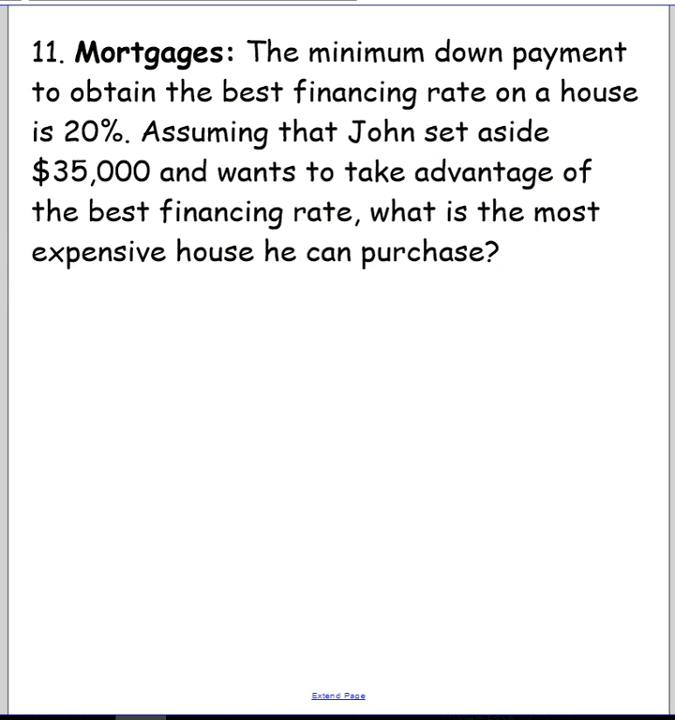More mortgages. The down payment to obtain the best financing rate on a house is 20%. Assuming that John set aside $35,000 and wants to take advantage of the best financing rate, what is the most expensive house he can purchase? So we want to find the total amount that the house can cost, so that would be the total B. And so we're going to do rate of 20% times the total. Oh, I don't have a parenthesis there, do I? Because it's a B. A is the $35,000 that he set aside.